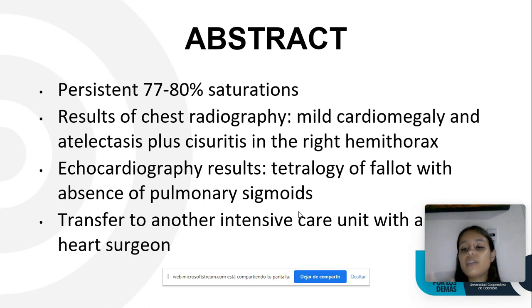echocardiographic results: tetralogy of Fallot with an absence of pulmonary sigmoid valves, and transfer to another intensive care unit with a pediatric heart surgeon. The cardiopediatrician refers to an aortic ejection murmur. The tetralogy of Fallot with a moderate pulmonary stenosis does not warrant surgical treatment.